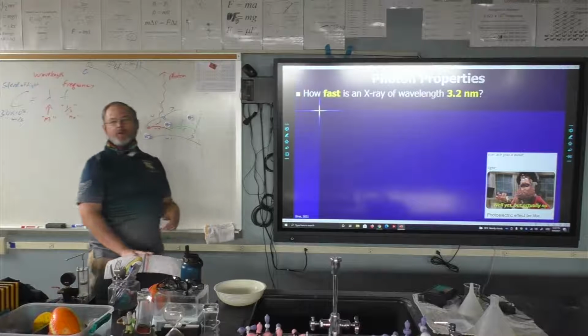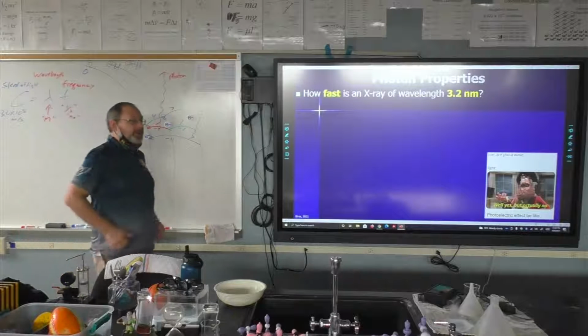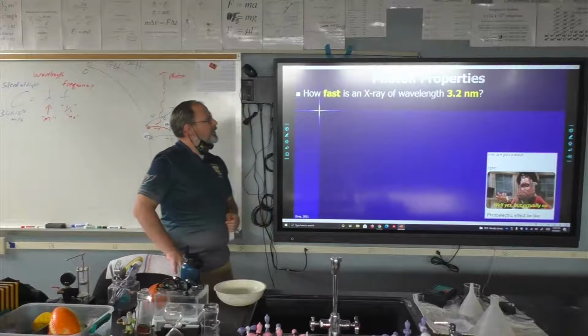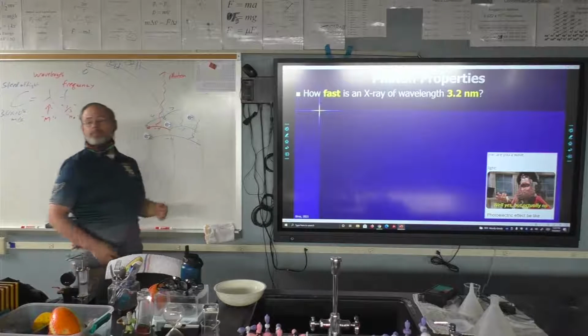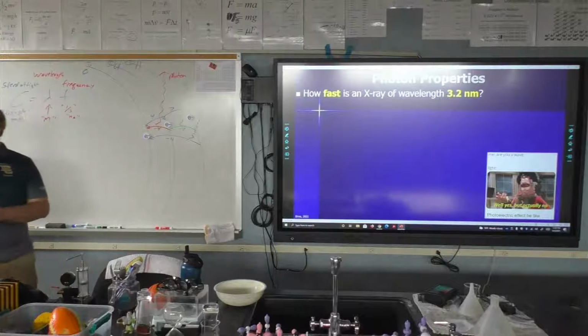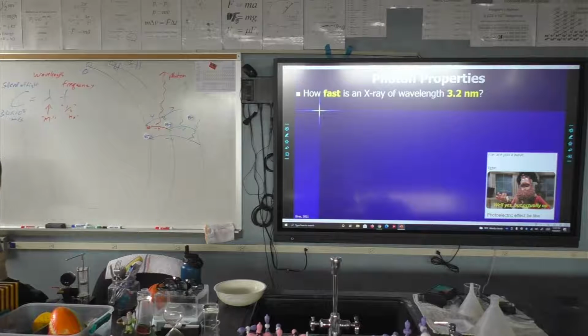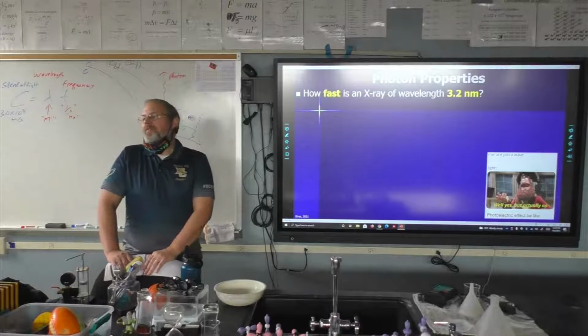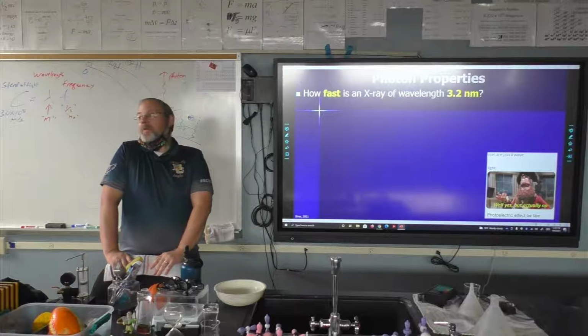How fast, this is the part where you actually are becoming an active participant in your learning. How fast is an X-ray of wavelength 3.2 nanometers traveling? c. Exactly. It's all traveling c. How fast is a low energy radio wave? It's moving at c. How fast is a photon of gamma rays?